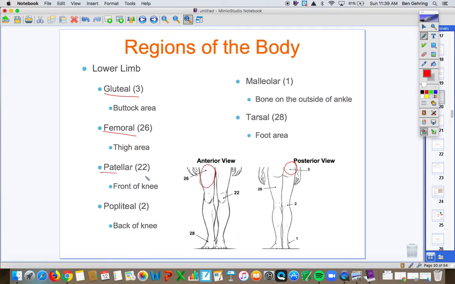Your patellar region is the front of the knee. So in this picture, your patellar region is here. The popliteal region is the back of the knee. So this is the posterior view. So there's the back, there's your popliteal region right there. Malleolar refers to the ankle here, specifically the outside of the ankle. And then the last one is your tarsal region, which is your feet. And we'll talk about those when we get to the bones. There's the regions of your lower body.